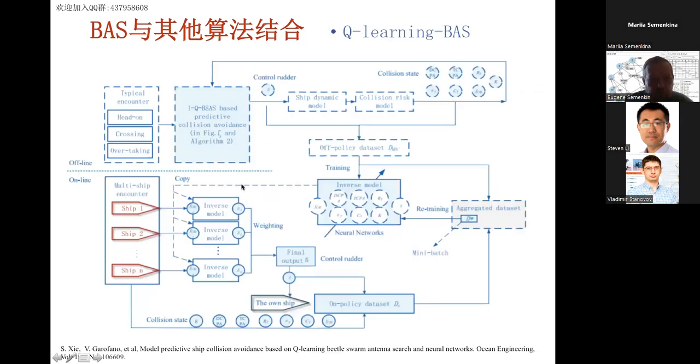This is the application of beetle antenna search to Q-learning. It is kind of like they combine beetle antenna search with reinforcement learning, so that the system can learn by itself.